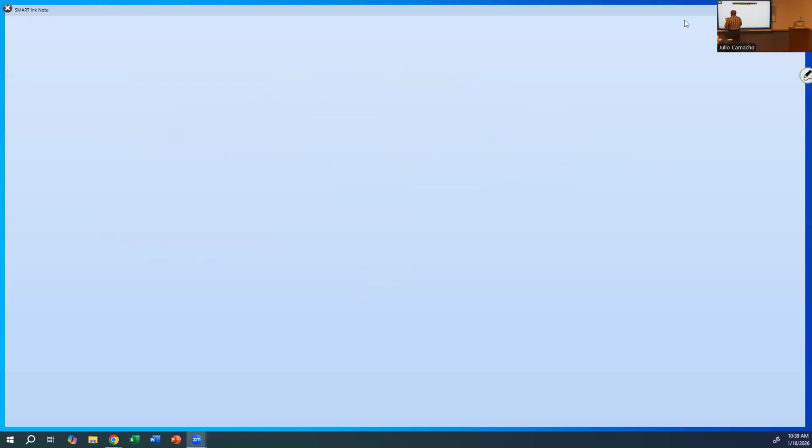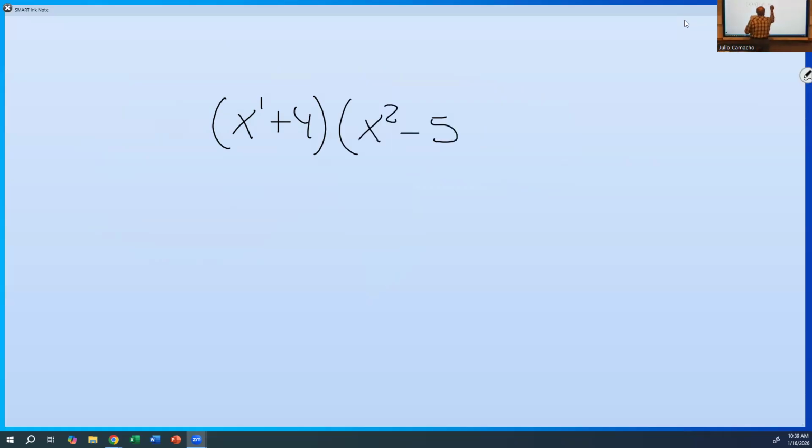Now you have this example. You have x to the 1 power plus 4, times x to the 2nd power minus 5x to the 1 power plus 6. So again, remember that there is an understood 1 right here and an understood 1 right here.